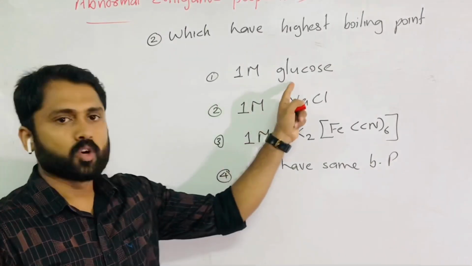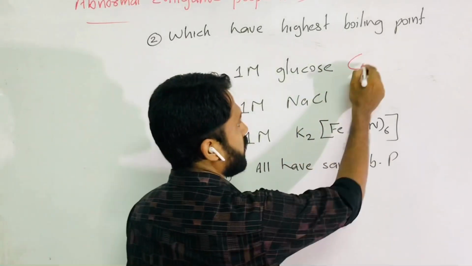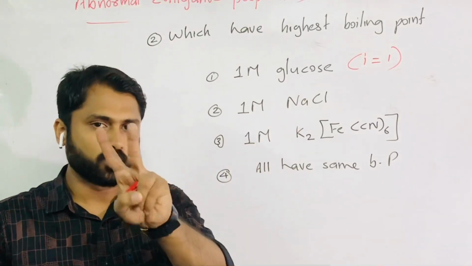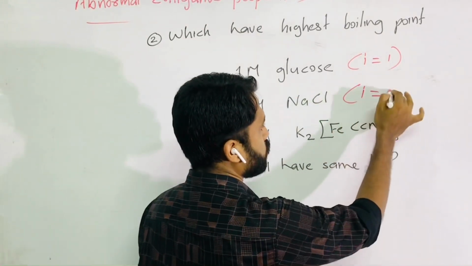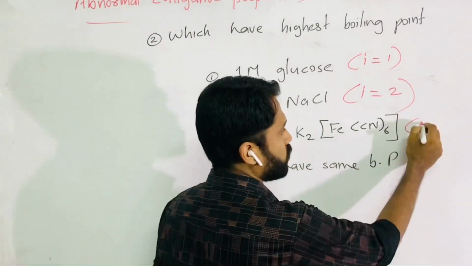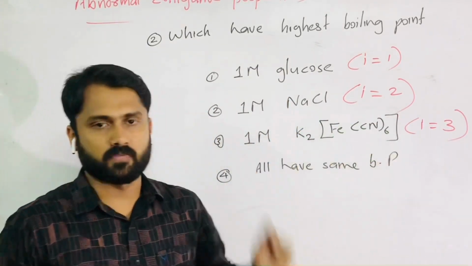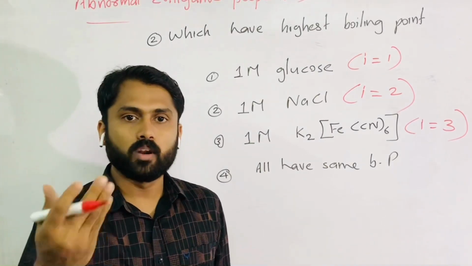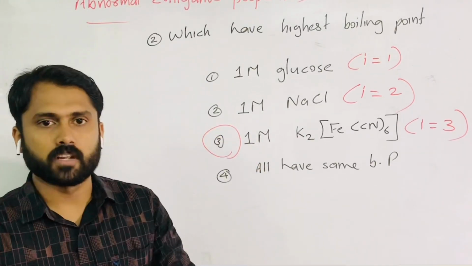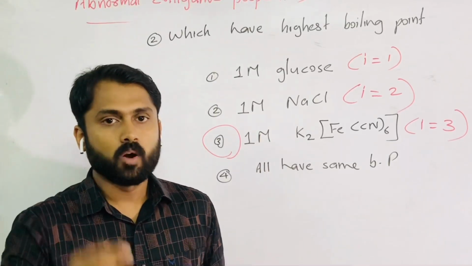What is that? Glucose is not an ionic compound, so it does not undergo dissociation. So its i factor equal to 1. NaCl undergoes dissociation to 2 ions, so i equal to 2. What about this compound? This is a coordination complex. It dissociates to 3 ions. What are the 3 ions? 2K plus and this coordination sphere. As i value increases, colligative property should increase. So the answer is option 3. So in this question we are considering abnormal colligative property and by using the i factor.